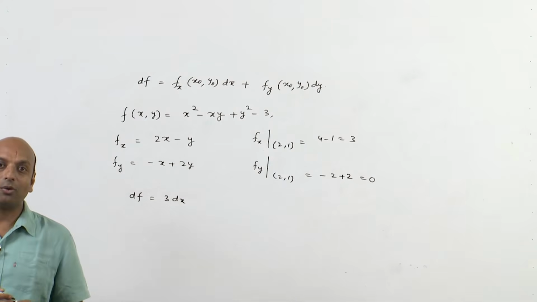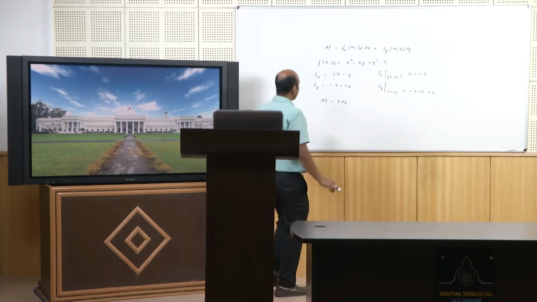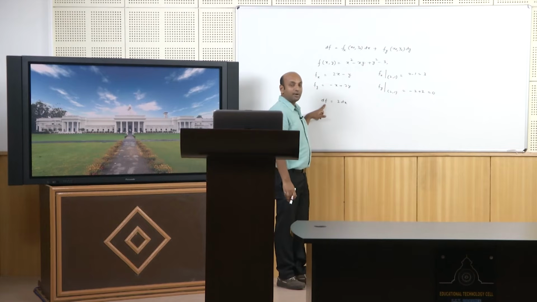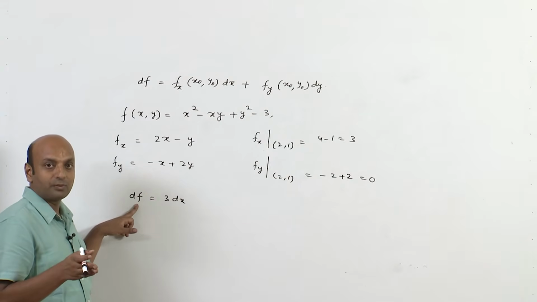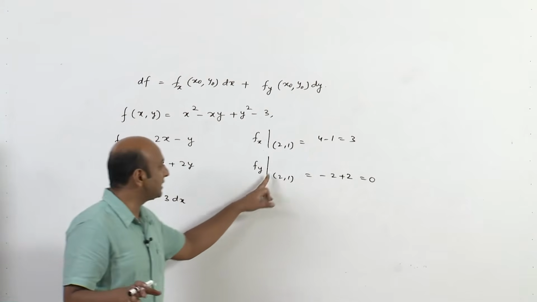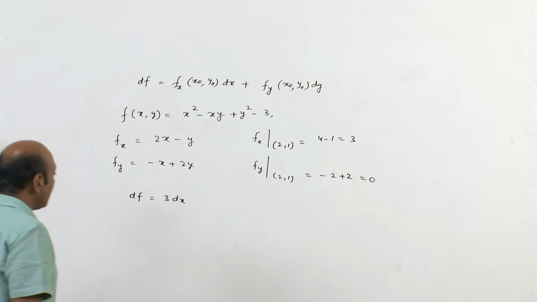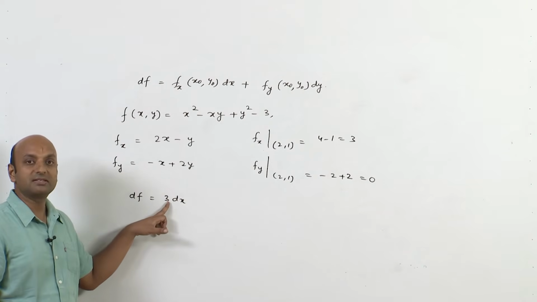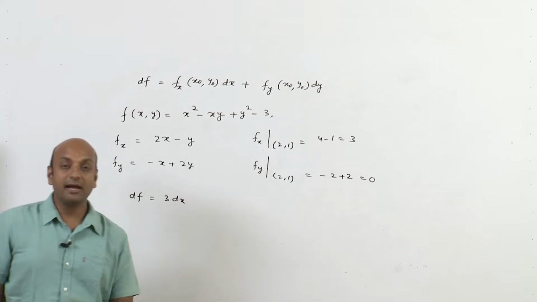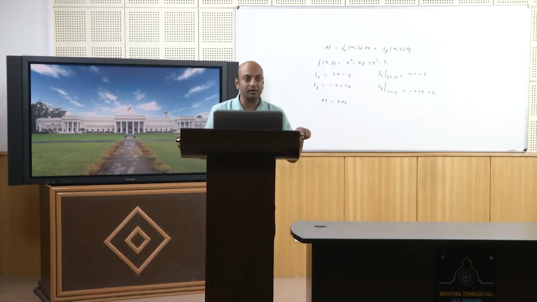So, what can we say now? We can say that the value of the function will remain unaffected if we change y nearby. Nearby means near the point 2 comma 1. Now, if we change the value of x by 1 unit, the value of the function will change by 3 units. That means at this point it is more sensitive to the change in the value of x and remains unaffected by a change in the value of y.